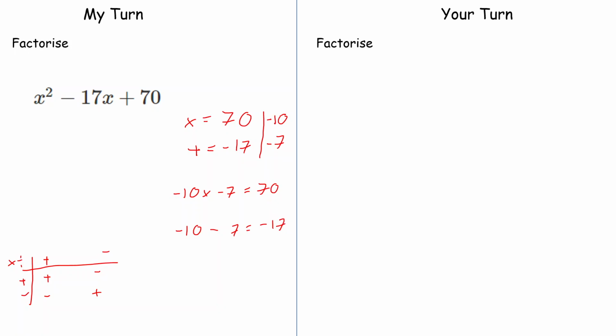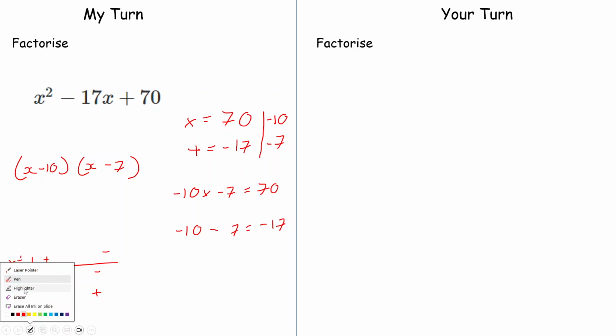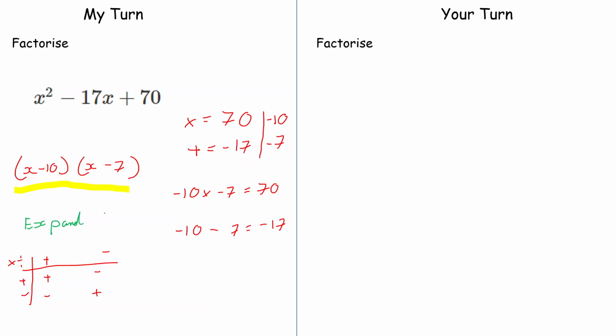And again, it just comes with practice. You might try some numbers and you might not get there, so you keep trying. So these are my numbers, minus 10 and minus 7. Therefore, in my brackets, we're going to get x at the start, and x, and it's going to be negative 10 and negative 7. And these, again, are my answers. And you could check by expanding. If you expand the brackets, that is how you check your answer. But these are my answers: x take away 10, x minus 7.